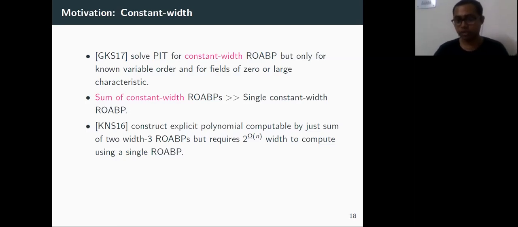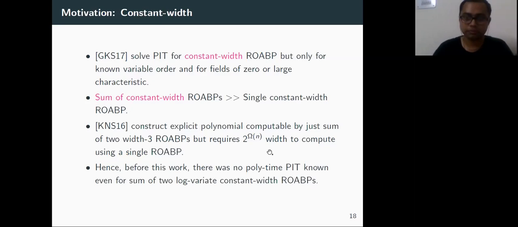But if you want to compute it using a single ROAP, you will require at least 2 to the n width. So for general variate, it is exponential width, and even for the n equal to log variate regime, the width is still super constant. So you cannot compute a sum of constant width ROAPs with just a single constant width ROAP. Hence, before our work, there was no polytime PIT known even for a sum of two log variate constant width ROAPs. The best known was just quasi-polytime, which is the brute force one. So we solved this model in our work.